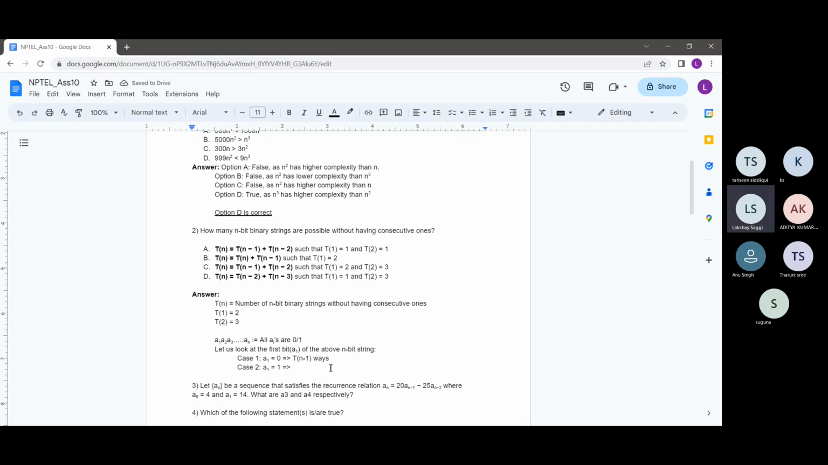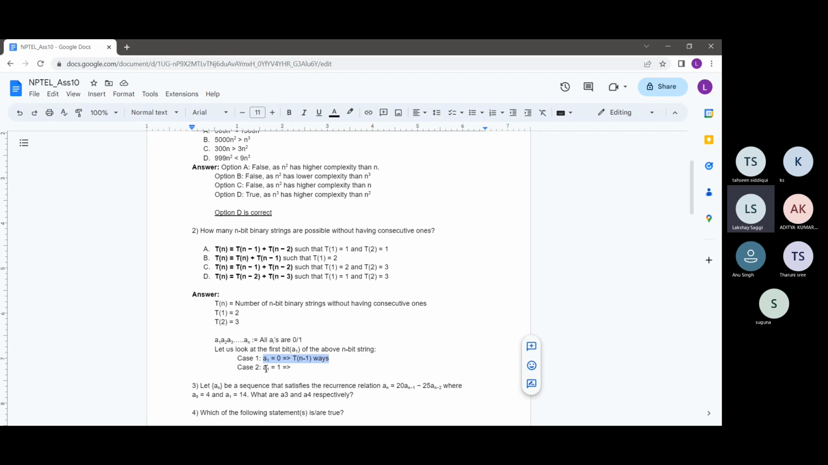This is because this part A2, A3 up to AN are n minus 1 bits, and the values which do not contain any consecutive ones can be found using T of n minus 1. So we're using some sort of recursion here. This is the recursion formula. So here there would be T of n minus 1 ways. This was the case when A1 was 0. Then we found out that we need only T of n minus 1 ways.